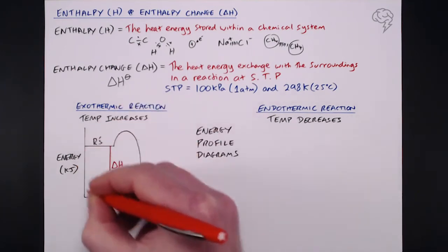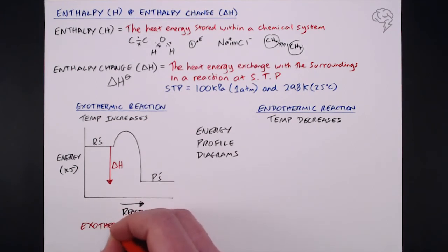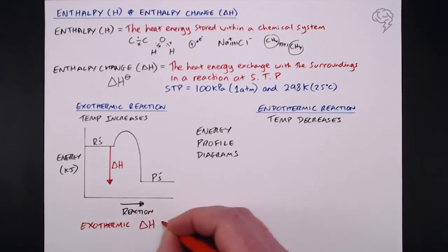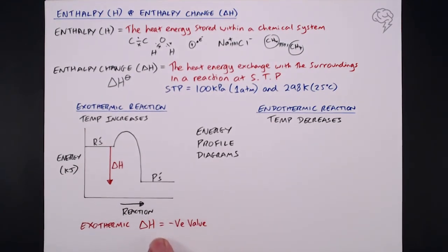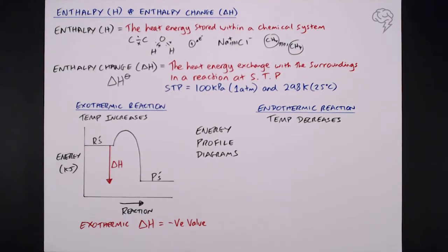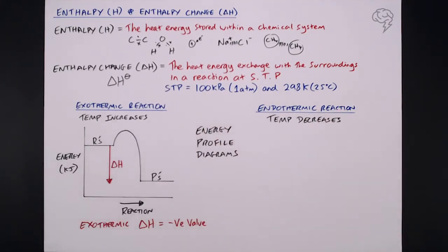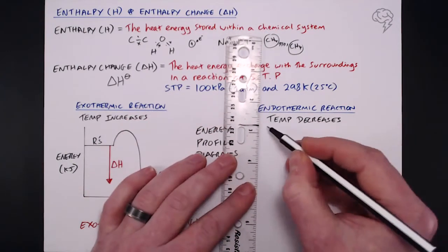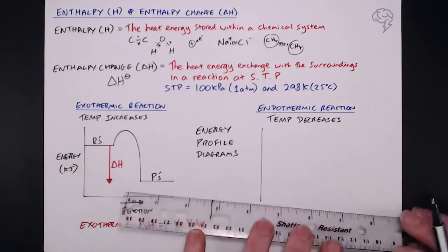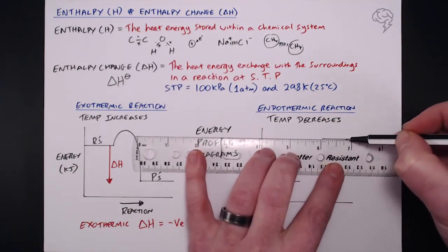So what can we say here? Well, in an exothermic reaction, delta H equals a negative value. So in any exothermic reaction, your delta H is going to be negative. So how do we look at the flip reverse of that? How do we look at an endothermic reaction? What's this going to look like for an endothermic reaction? Well, you're probably ahead of me. So I'm just going to draw that energy profile diagram for our endothermic reaction.